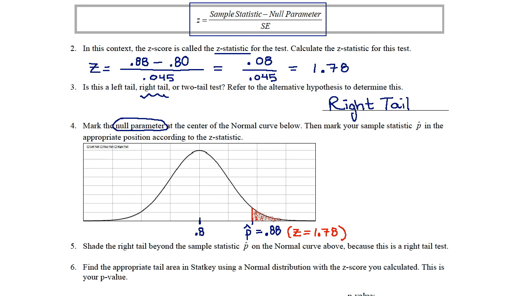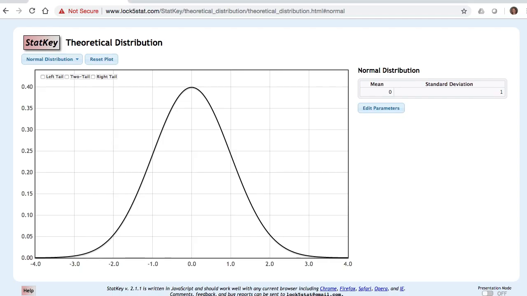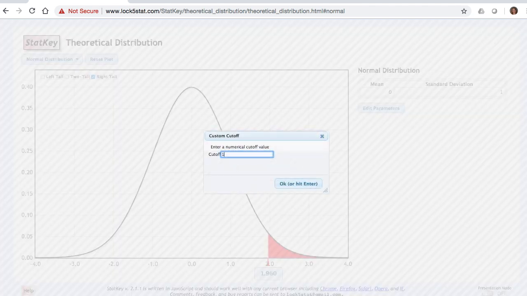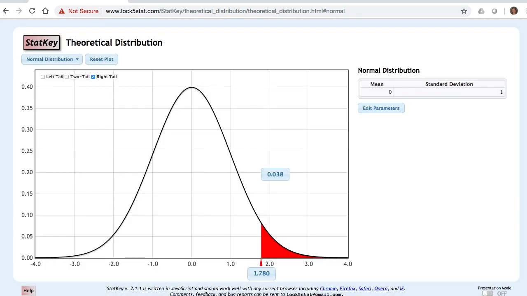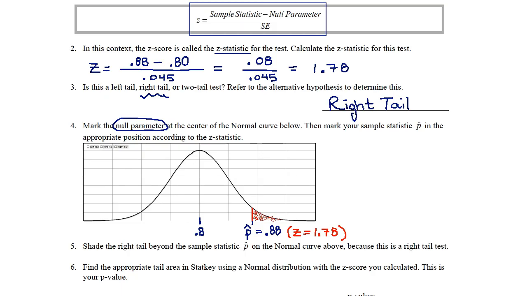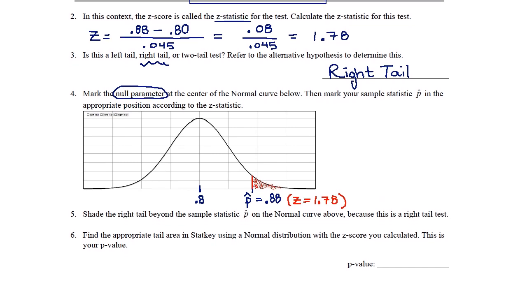And then go into a normal distribution in StatKey and find the right tail, the area of the right tail to the right of 1.78. So here with the standard normal distribution, right tail, 1.78. Okay, and looks like we get a tail area of 0.038. And that tail area is our p-value.